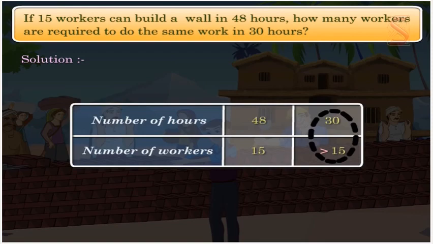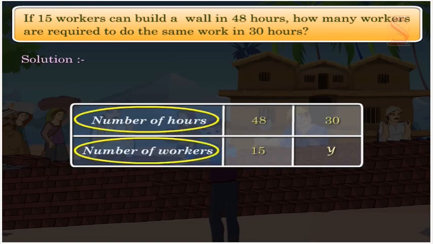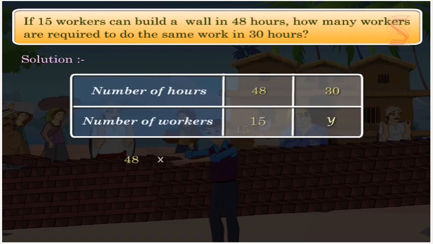So for 30 hours, how many workers are required? Let us presume y number of workers are needed to complete the same work in 30 hours. Therefore, the product of both the quantities should be constant for the first situation and the second situation. So 48 into 15 is equal to 30 into y.